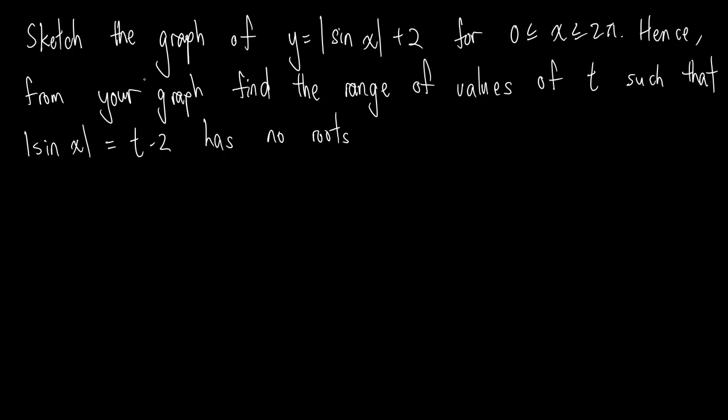Basically we can separate this question into two parts. The first part is to sketch a graph, and the second part is to find the value of t such that this equation will not have roots. So let's do the first part together. Now you can see that the frequency is 1, because it's just a single x here, which means I will be drawing one full cycle only.